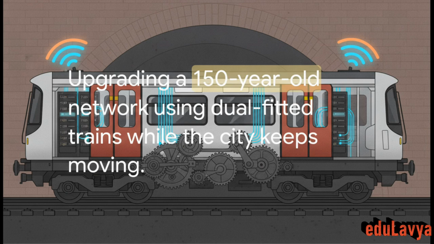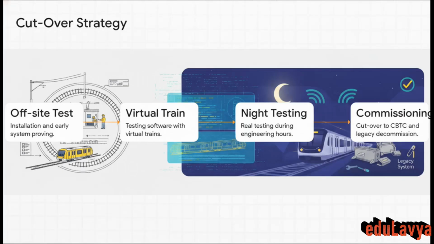The rolling stock has to be carefully managed. To make this work, existing trains have to be retrofitted to be dual-fitted, meaning they carry both the old mechanical Tripcock signaling equipment and the shiny new CBTC onboard computers. The industry standard to handle this incredibly complex process is a highly cautious, 4-step cutover strategy.